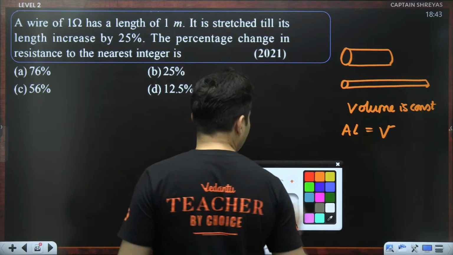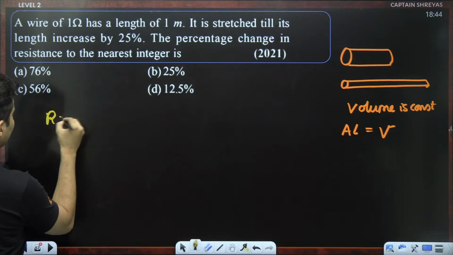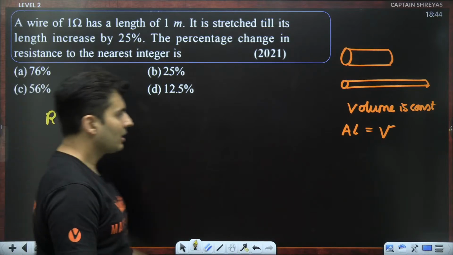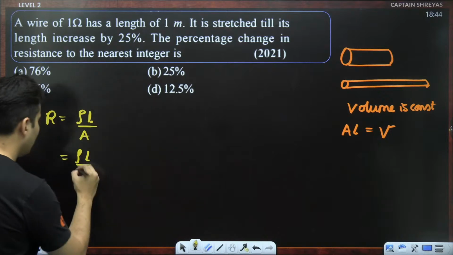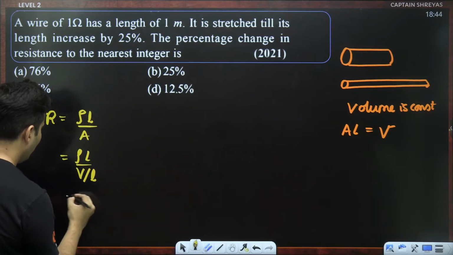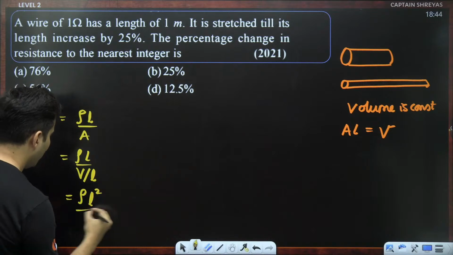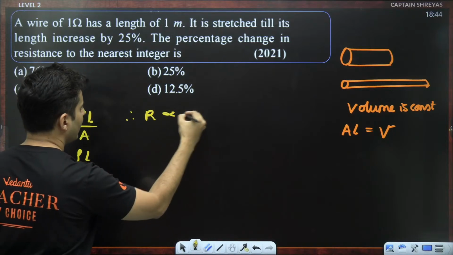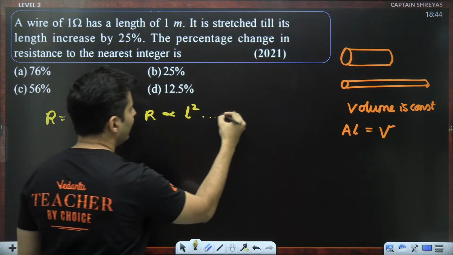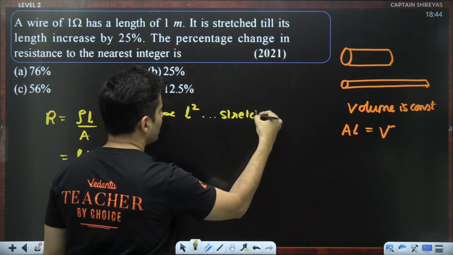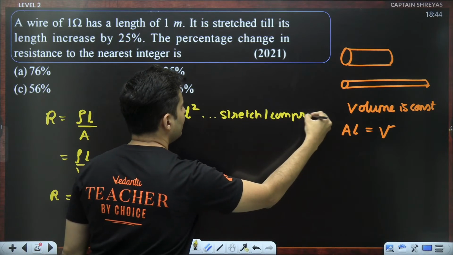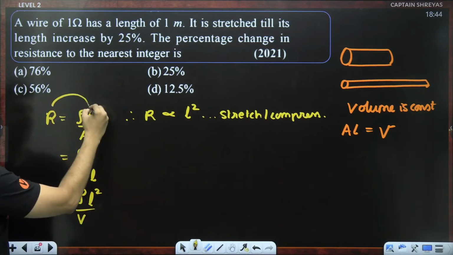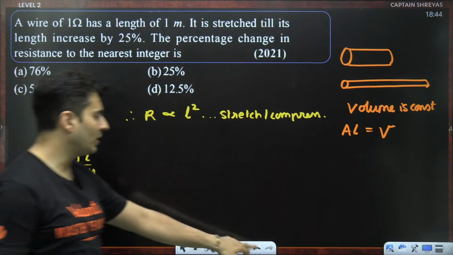Okay. So now let me write over here resistance is rho L by A. Instead of A, let me write it as V by L. So what will happen? It will become rho L square by V. This is perfect. This just tells resistance is directly proportional to the square of the length when you stretch it, or basically compress it. This is very important. Many times stretching questions come. People think R is directly proportional to the length, which is not correct.